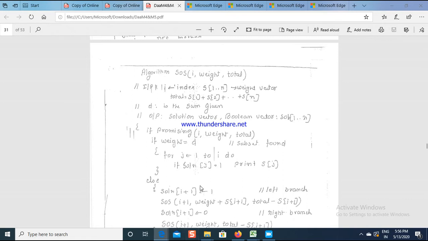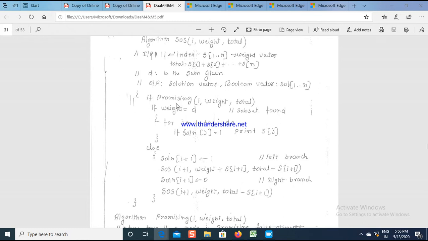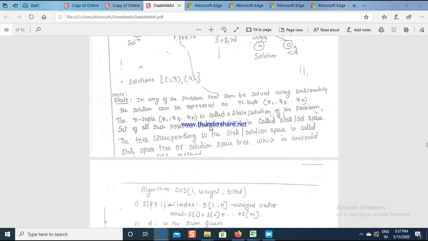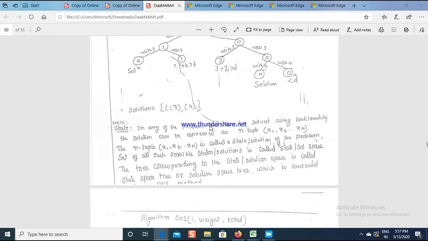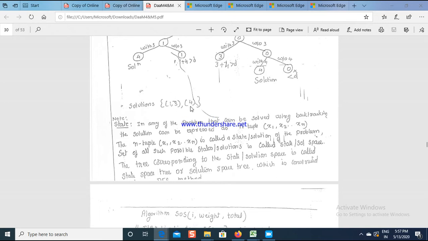So in the continue, I have to check whether it is a solution or not. If it is a solution, then print them. See here, what we are doing: if we are getting a solution, I need to print them, no? So if I am getting a solution, I need to print 1 and 3. Here, if I am getting a solution, I need to print the 4. So that is what we are doing.